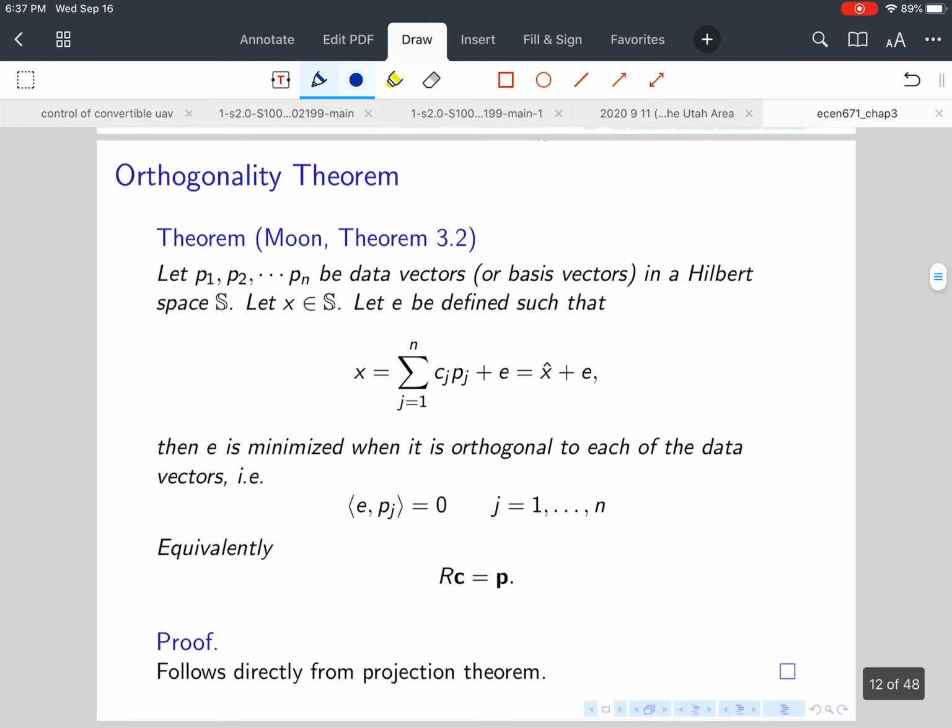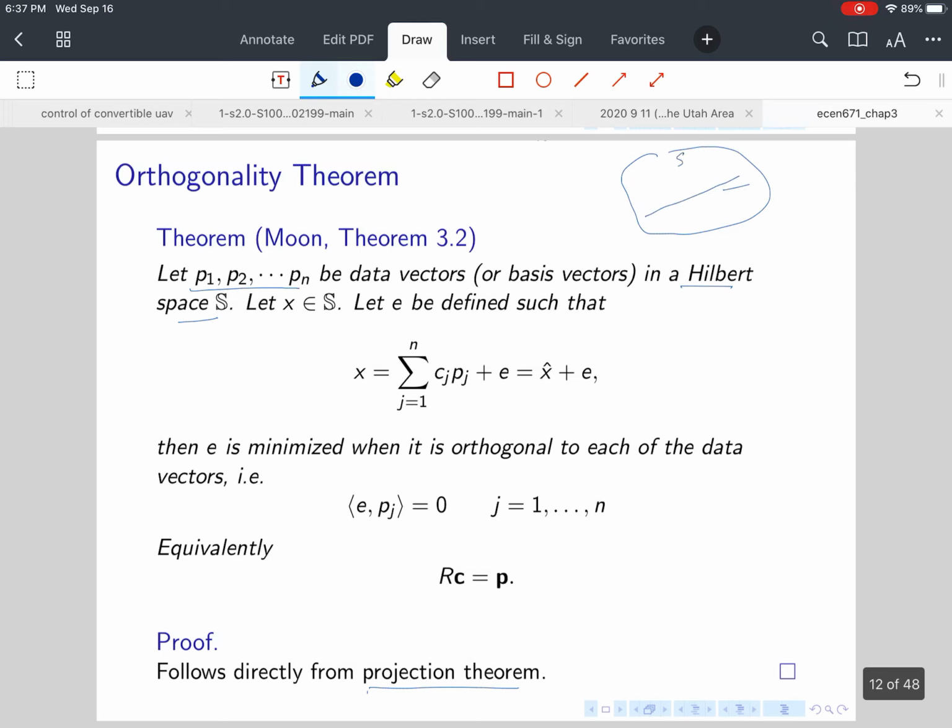Okay, so that all brings us to the orthogonality theorem. And the orthogonality theorem is essentially a restatement of the projection theorem, but using all of this nice notation that we've just built up. All right, so suppose that P1 to Pn are vectors in our Hilbert space S. And let X be some element of S.